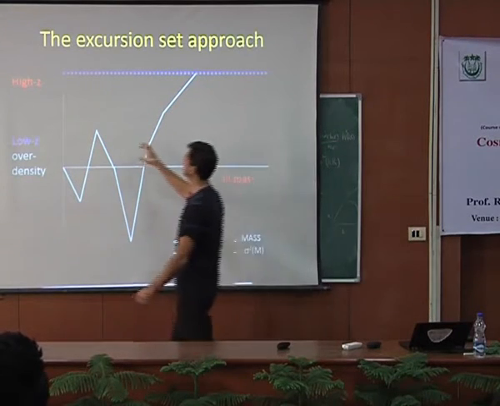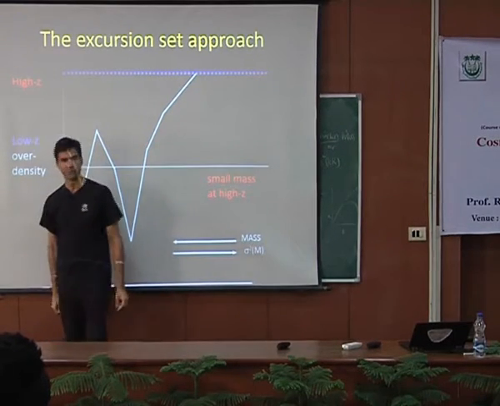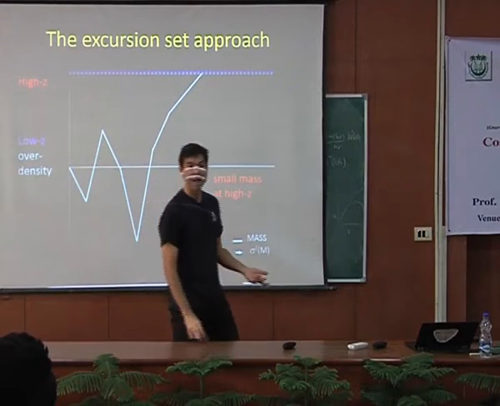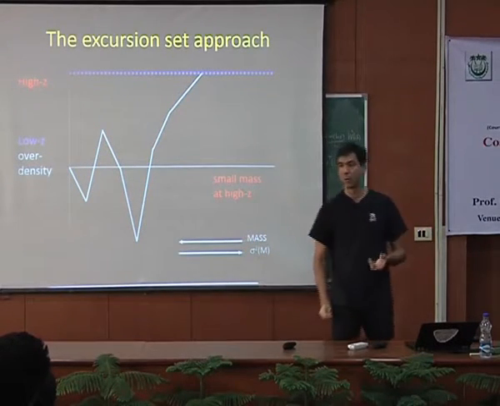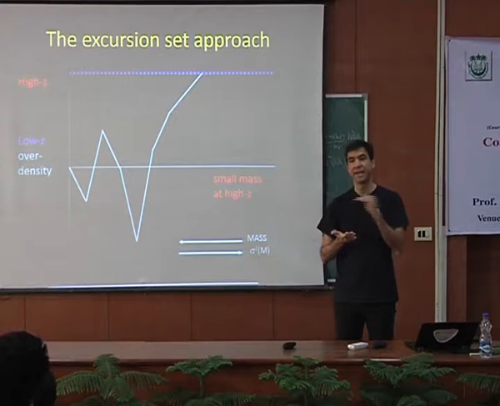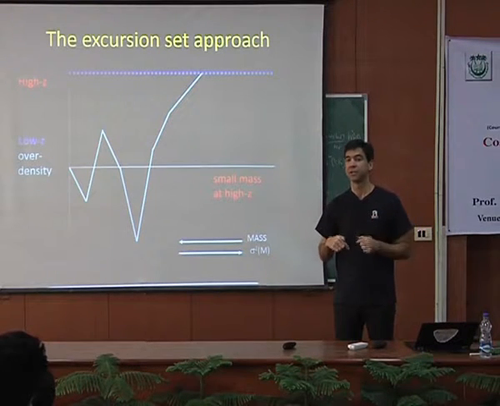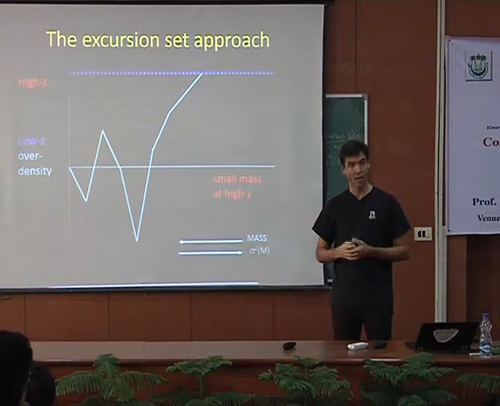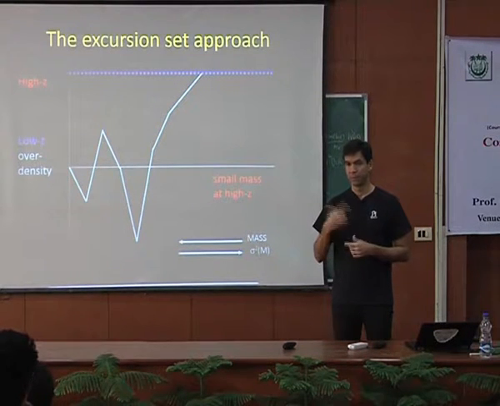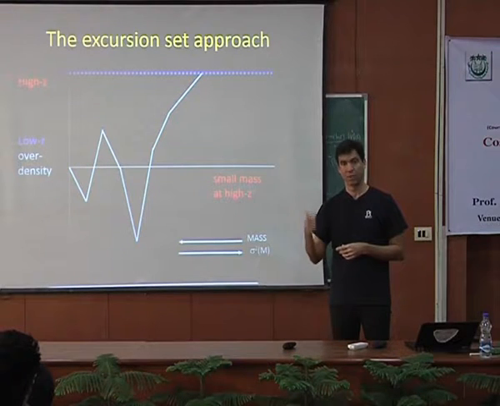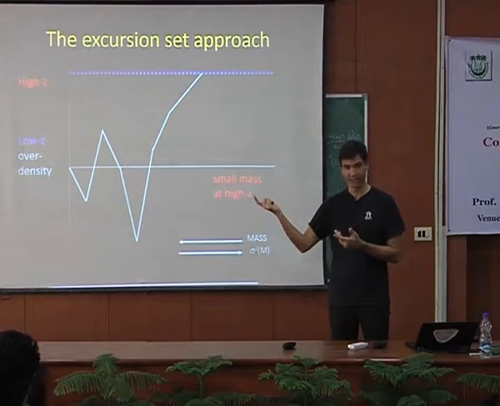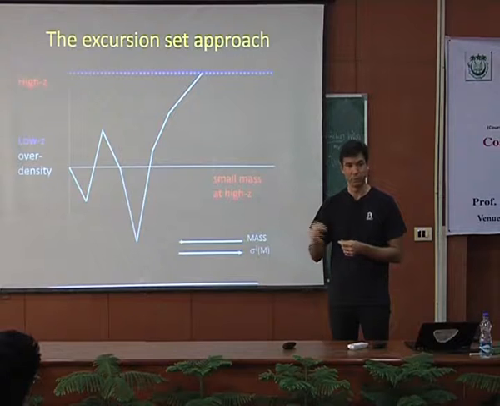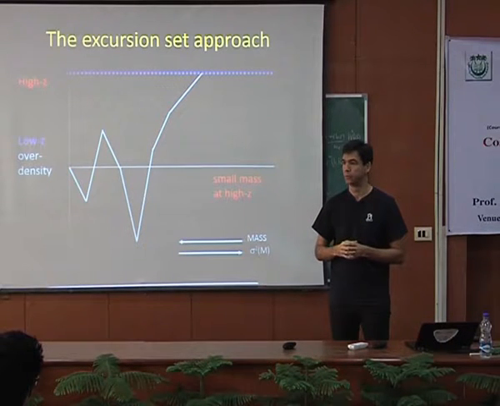Over here I have something that I called high Z. Because if I want the barrier, this number 1.686, that's the height it has to be if it is to collapse today. If it is to collapse at redshift 1, then it should be 1.686 times 1 plus Z. The growth factor is A. That should be 2. So 1.686 times 2.